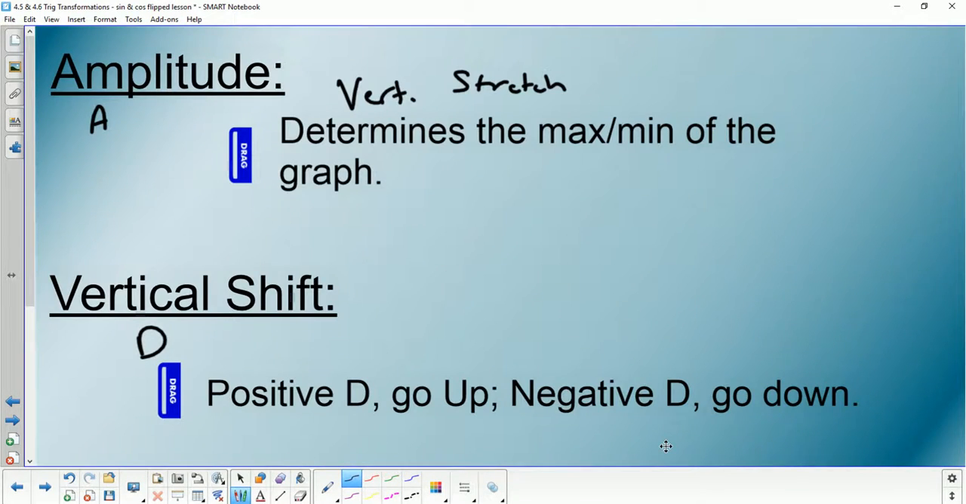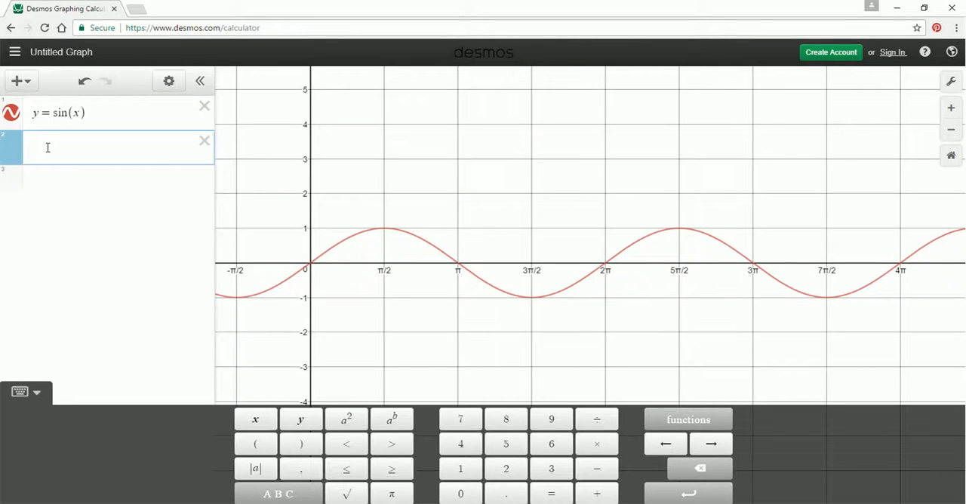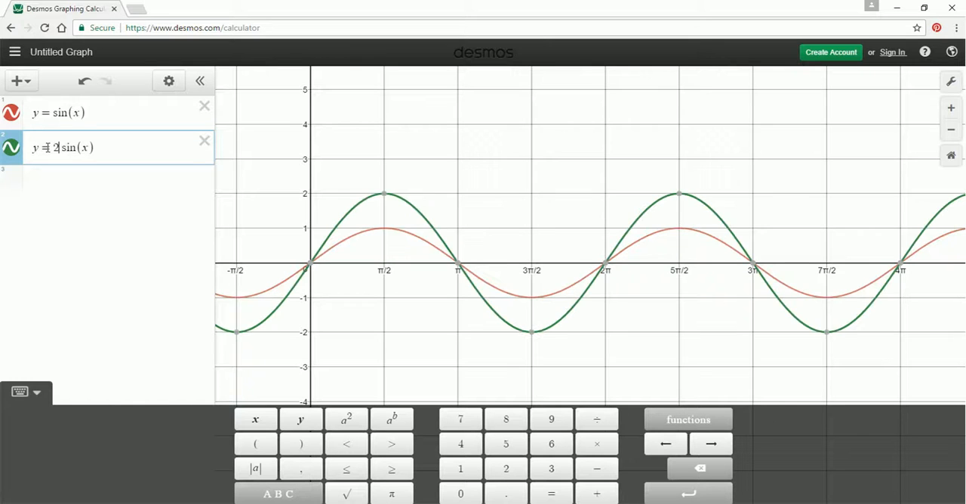Now, to give you a better idea of what I mean by amplitude and phase shift, if I take my graph here, I'm going to do y equals sine of x again, but I want to change it. I don't want it to just be sine of x. Let's add an amplitude of 2. Then you can see right here what happens.